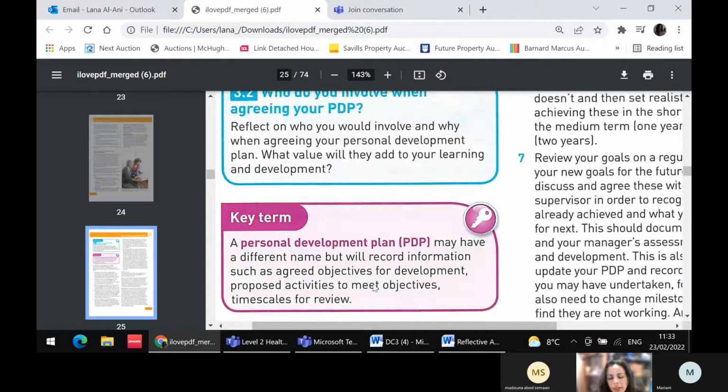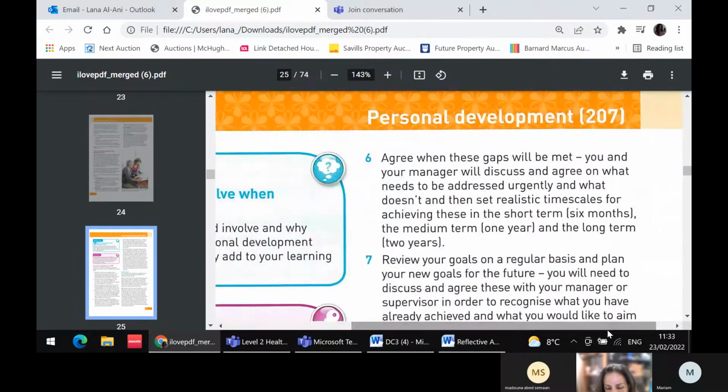And also you agree on when these gaps will be met. Timing is very important. You don't say to your manager, okay, I need this type of training, and forget about it. You need timing. Timing is very important. You need to agree on when this will be met.